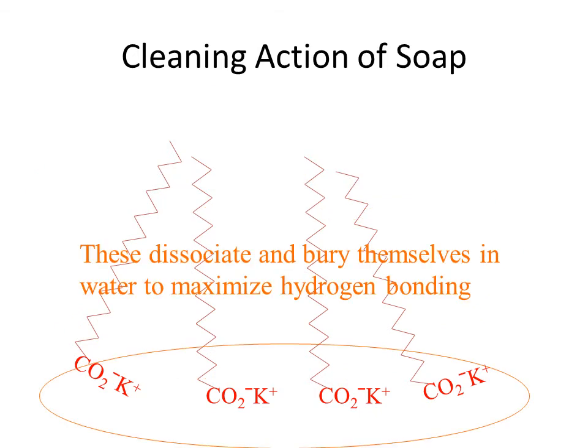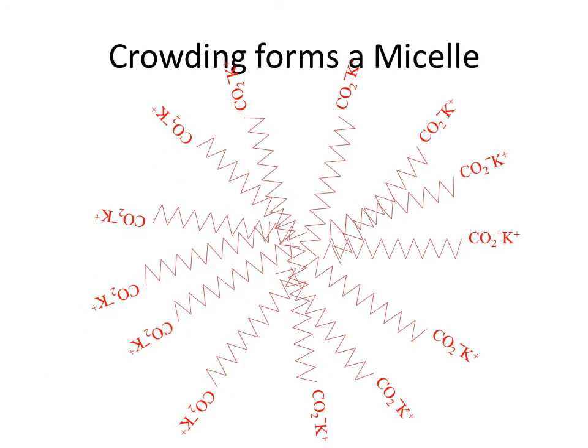The ionic part dissociates, and the carboxylic acid end, the anion, buries itself in water. And so what you get is a crowding that looks like this. All the hydrophobic parts are trying to crowd together, and all the ionic ends are out there in the water, and we call this little clump that they make a micelle.